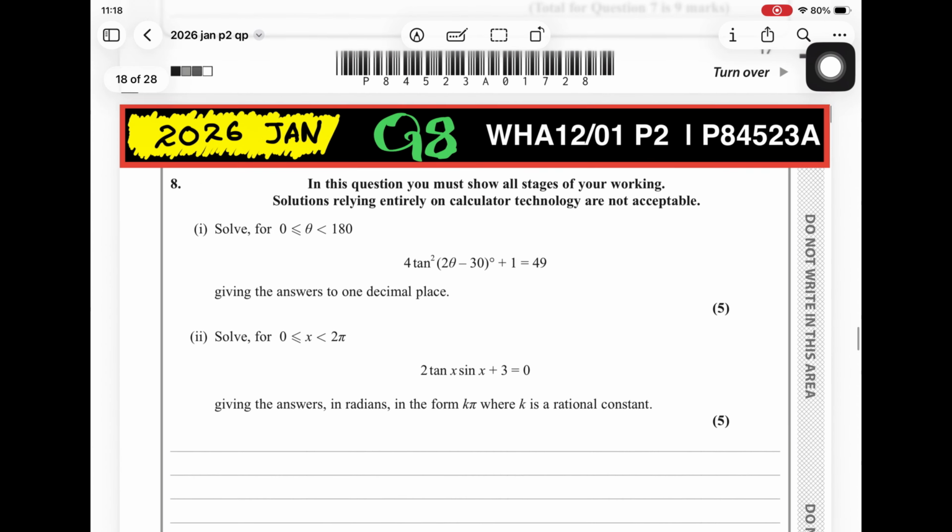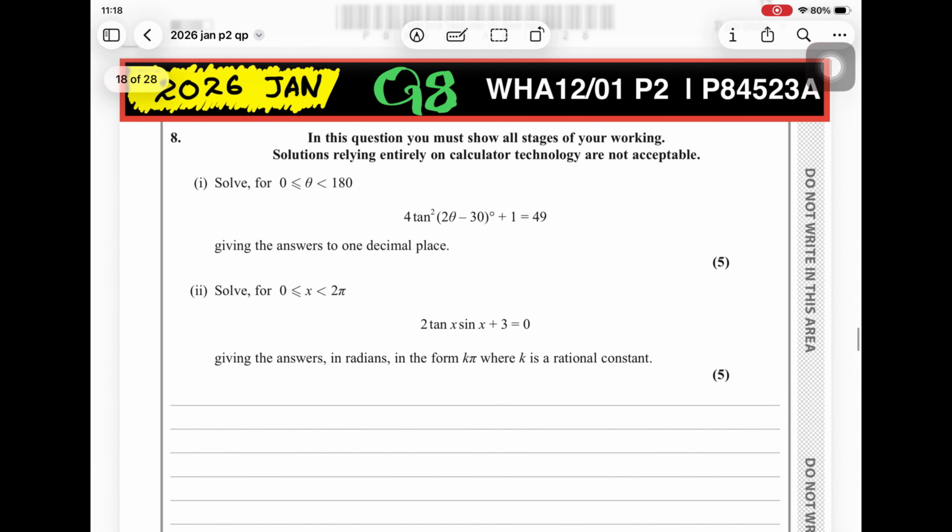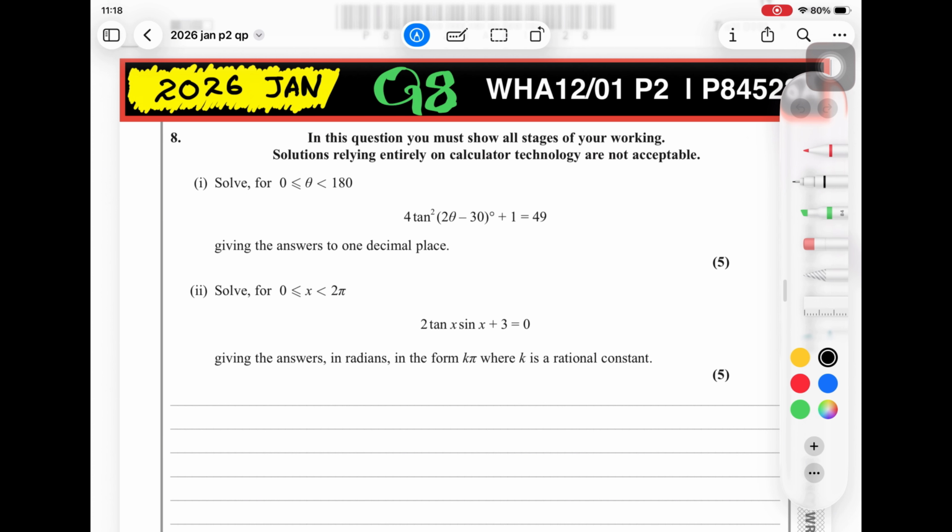So let's now start question number 8 in the 2023 P2 paper. In this paper, what we can see is they have given us a range, and at the top they have mentioned that calculator technology is not acceptable in a straightforward manner. So you have to do it according to this range.